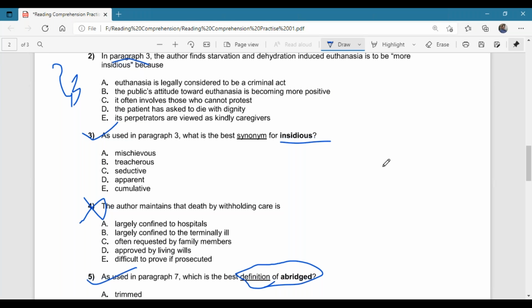So first of all, let us identify the best synonym of inside ears. To understand the synonym of inside ears, you should have a clear idea what inside ears is. What is the meaning of inside ears, first of all?